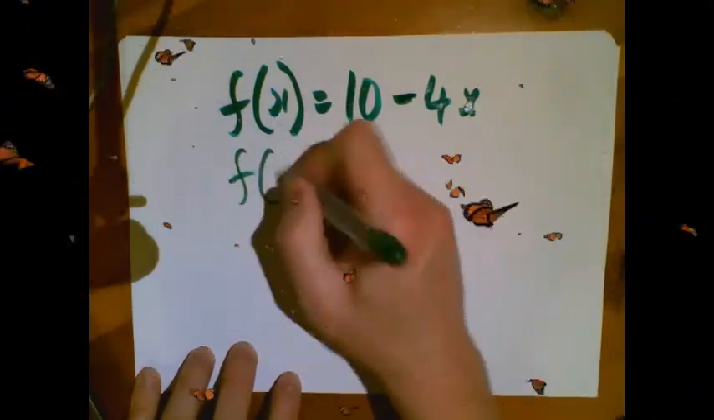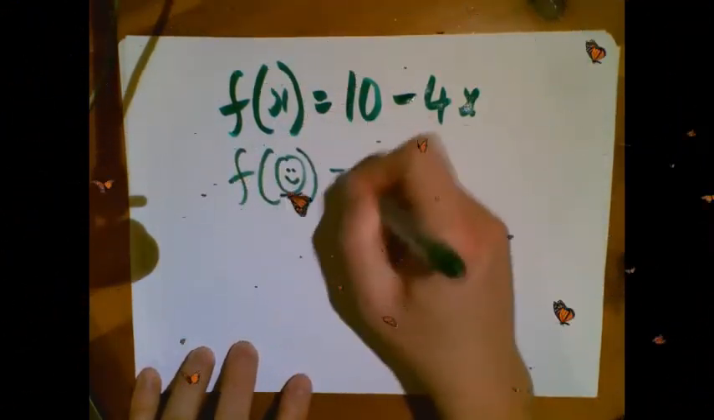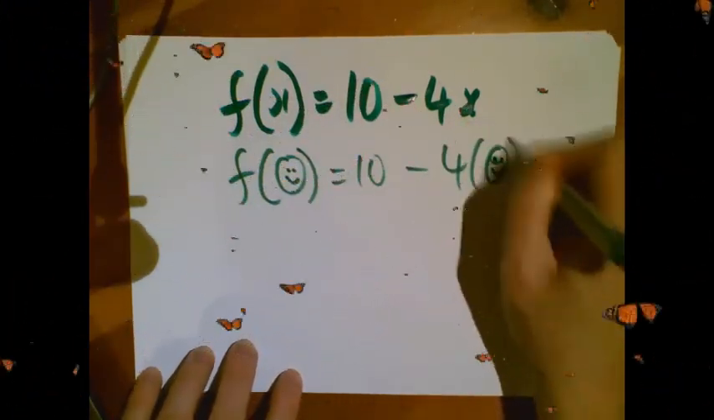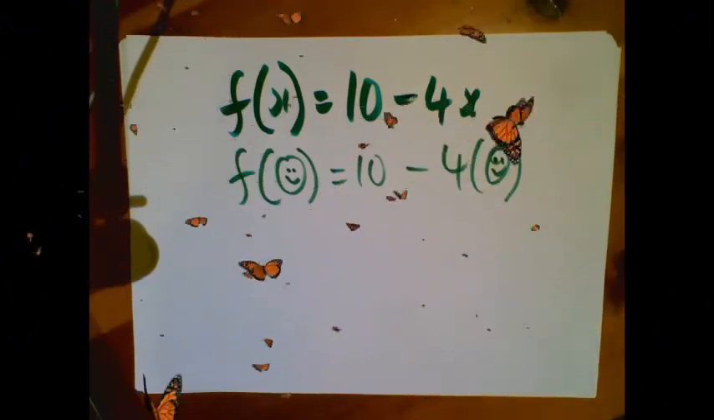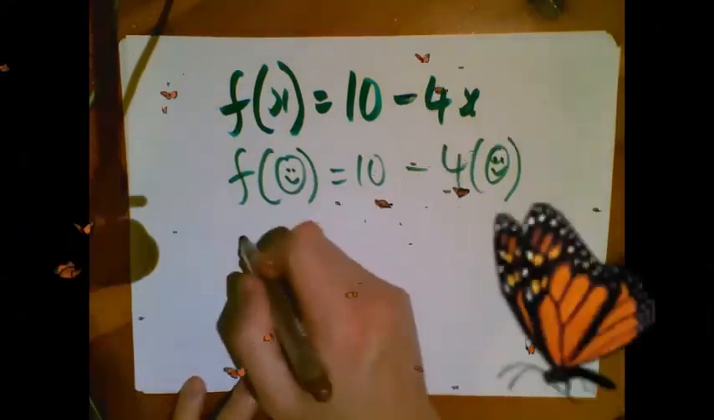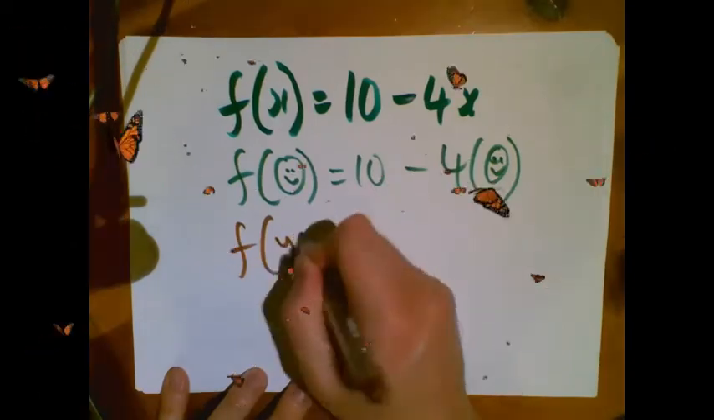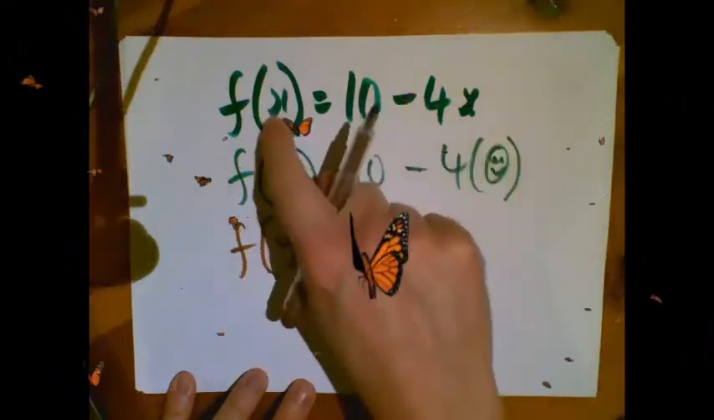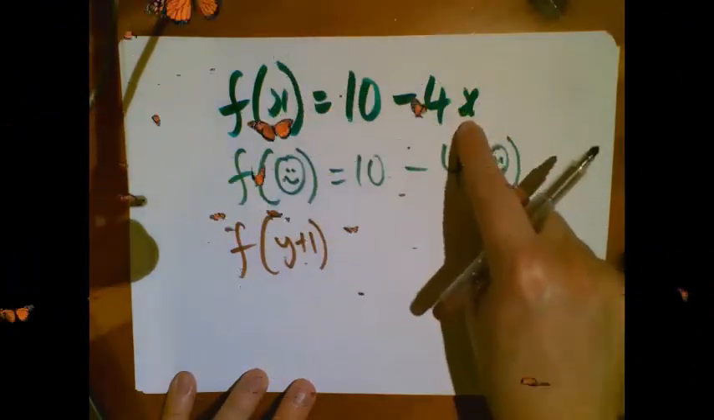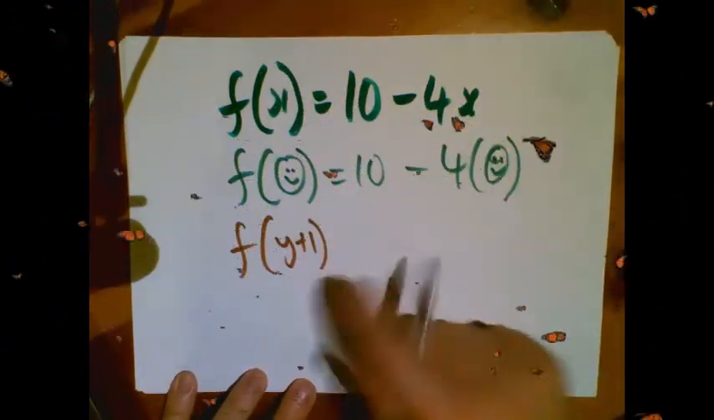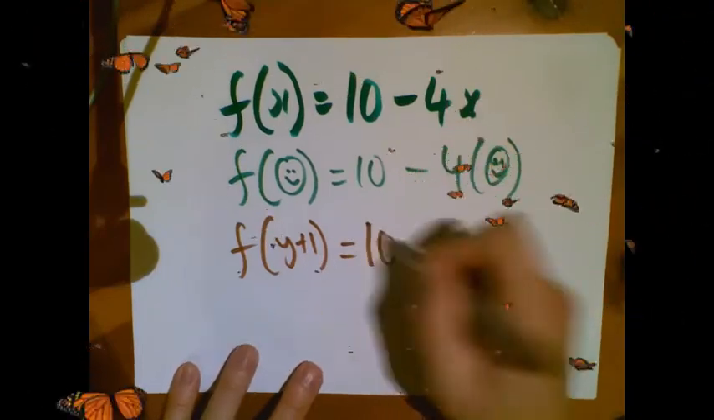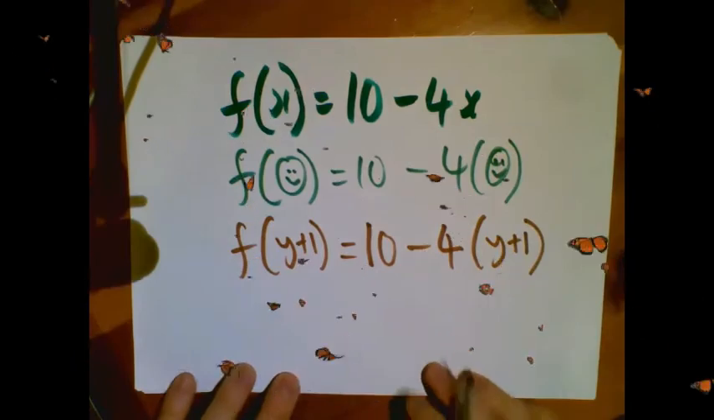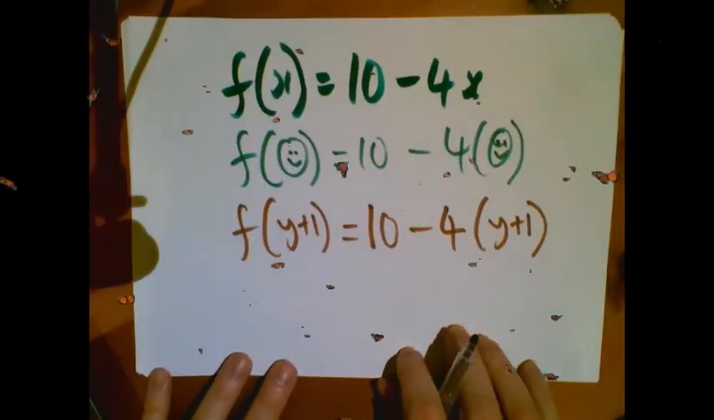So I could substitute in, for example, smiley face. And that would give me 10 minus 4 times smiley face. Or I could be asked to substitute in some sort of algebraic expression. So I could put in like f of y plus 1. Whatever happens with this function defined like this, whatever goes in this bracket appears here where this x is. So if I'm substituting in y plus 1, the function tells me it's 10, take away 4, times that entire lump. You can simplify that if you like, but you don't need to necessarily.